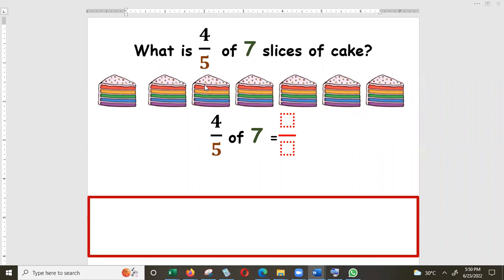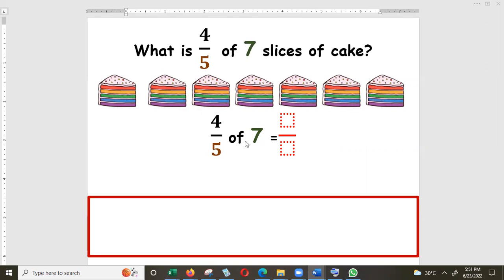What is 4/5 of 7 slices of cake? So imagine you got 1, 2, 3, 4, 5, 6, 7 equal slices of cake, and you want 4/5 of that, 4/5 of 7. How much cake are you going to give that person? Out of those 7 cakes, you want to extract 4/5. So basically your task is taking 4/5 of 7.